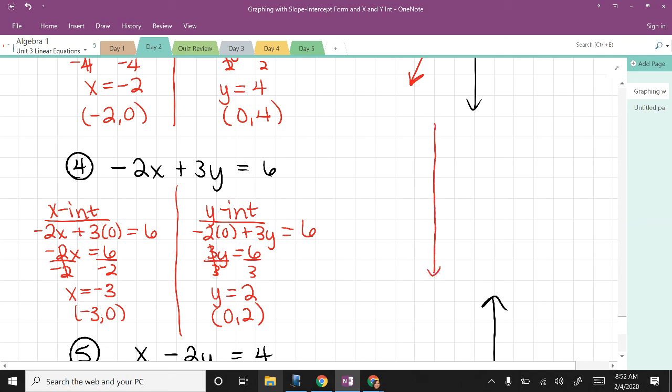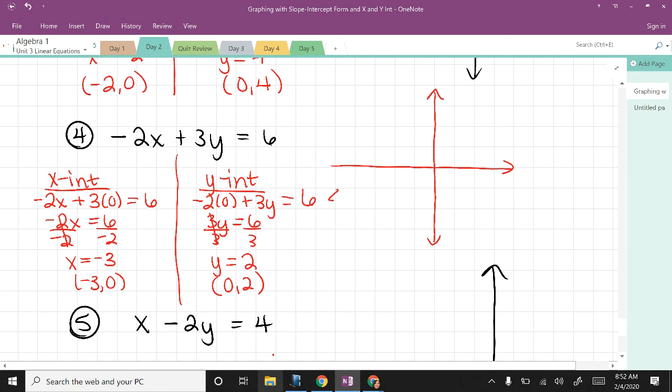All right, let me just draw it. I'll do it red over here. It's where I have space. So -3 goes on what axis? Ooh, skipped again. On the x-axis at -3. And the y-axis at 2.